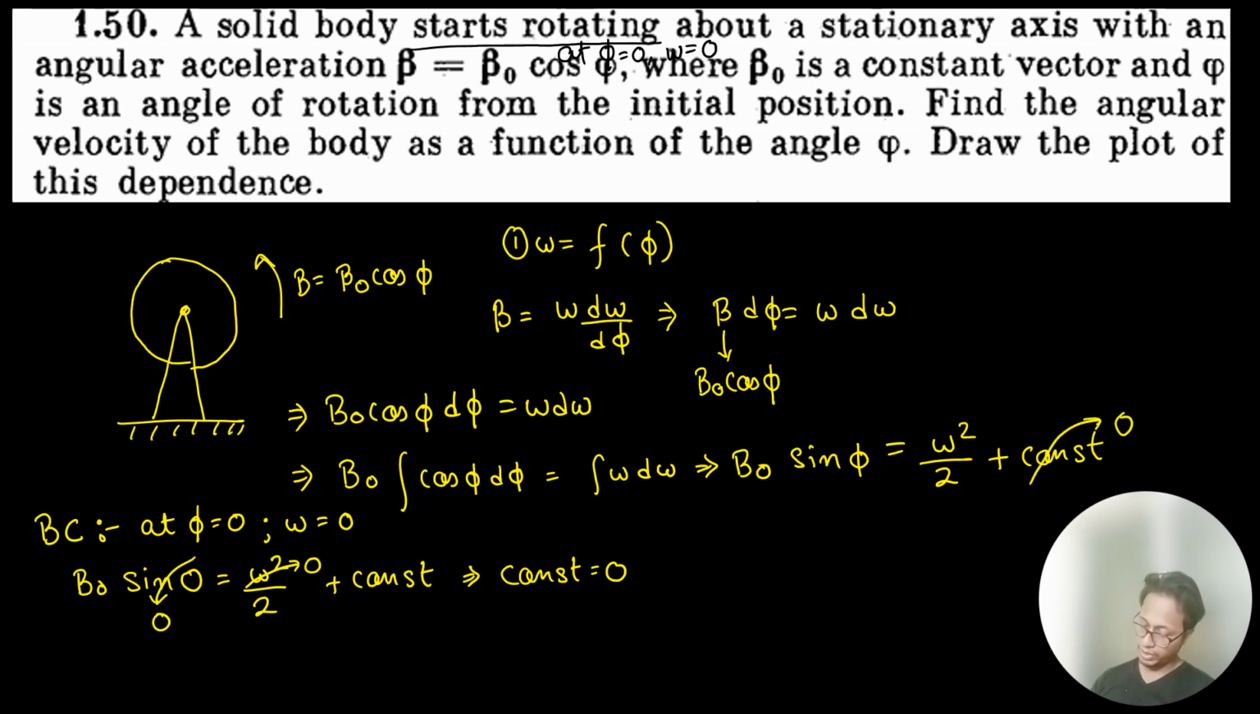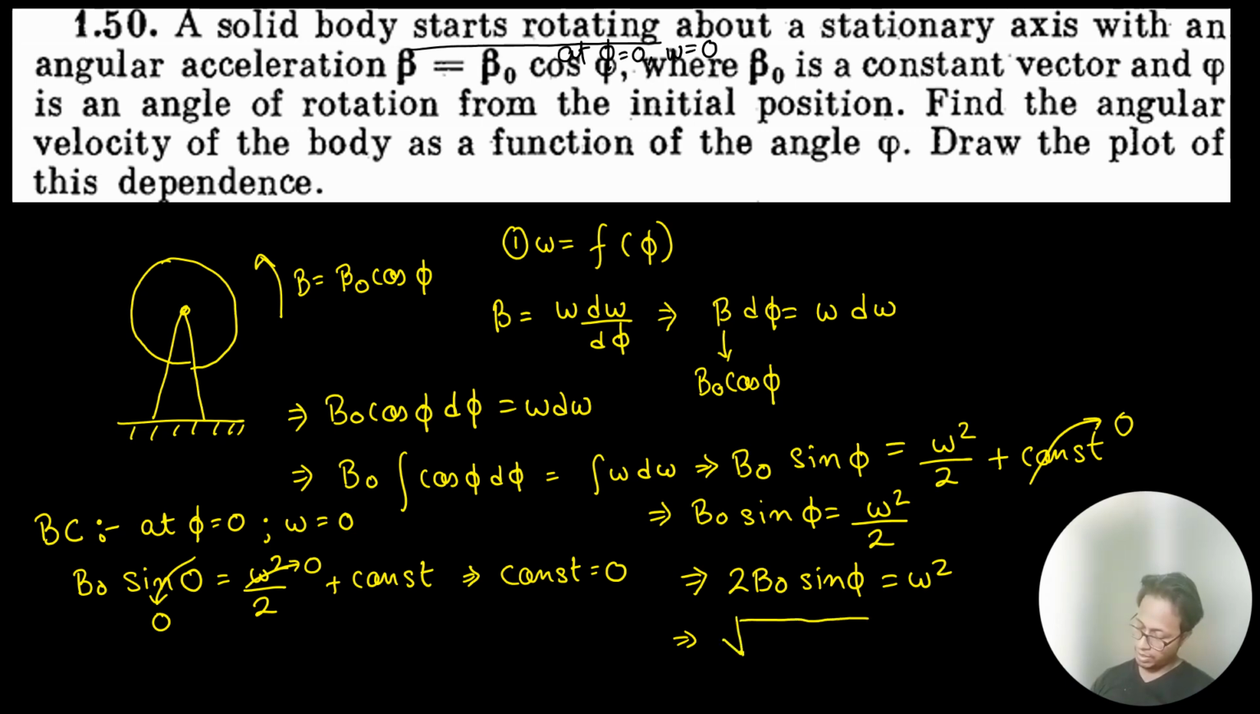So our main equation comes out to be beta naught sin phi equals omega square by 2. Now if we take the 2 to the left hand side, what do we get? 2 beta naught sin phi equals omega square. And what's the value of omega? Omega equals the square root of 2 beta naught sin phi.